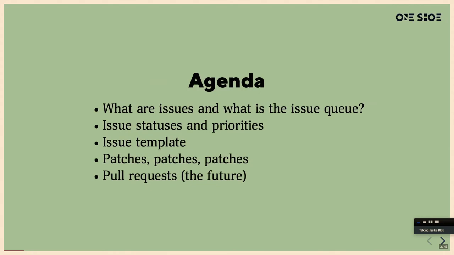Right, what will we talk about today? First of all, what are issues and what is the issue queue? Just to make sure we're all on the same page. Then we'll talk about issue statuses and priorities. The issue template I'll explain. We'll talk quite a bit about patches, how to create patches, how to apply patches, how to reroll patches, that sort of thing. And then maybe if we have time, I can give you a sneak peek into the future for Drupal issue queue and working on the software.